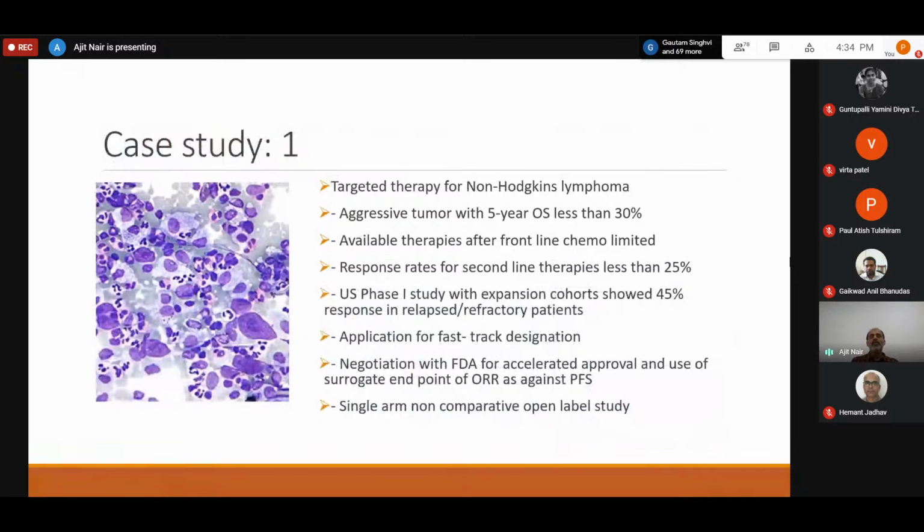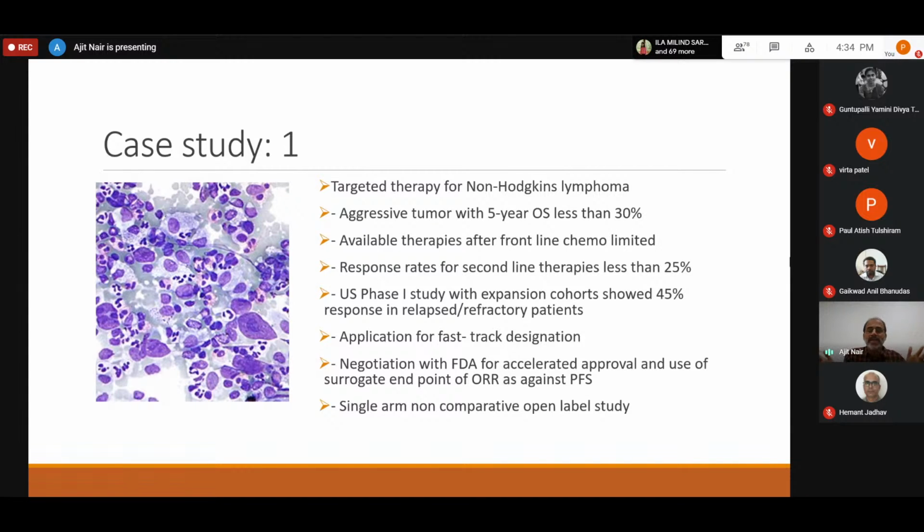And I'll probably end my talk with a couple of case studies, and this is just to give you a perspective of what I talked about, right? The first case study is for a targeted therapy for non-Hodgkin's lymphoma, which is basically a hematological malignancy, a malignancy of the lymphoid organs, right? So it's a therapy for non-Hodgkin's lymphoma. It's an aggressive tumor, like I said, with a 5-year overall survival of less than 30%.